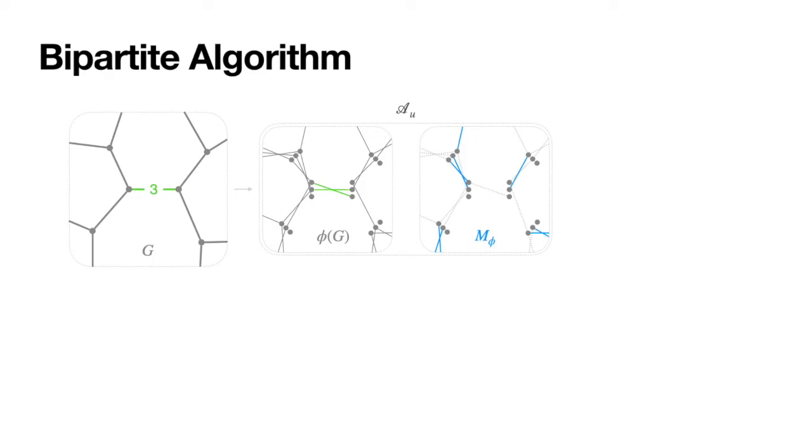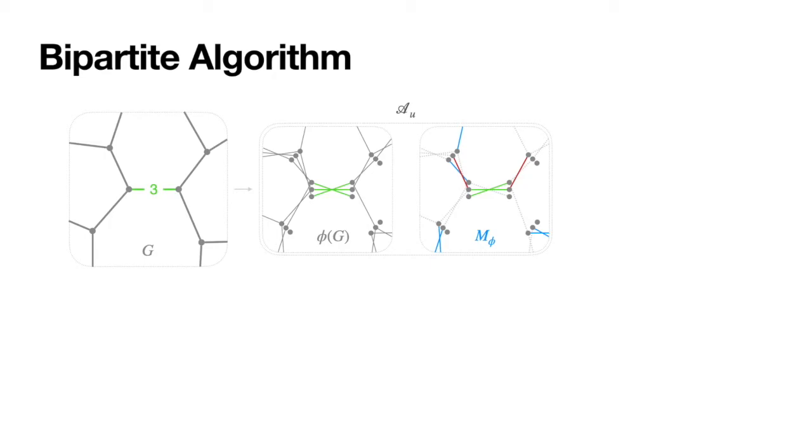These updates can trigger both insertions and deletions in M sub phi, the matching maintained by A sub U. Here I'm depicting insertions in green and deletions in red. Note that if we wanted to merely maintain the size of the maximum matching, we'd be done here because phi of G and G have the same size maximum matching. However, since we want to actually maintain an explicit matching, we need to do a little bit more work.